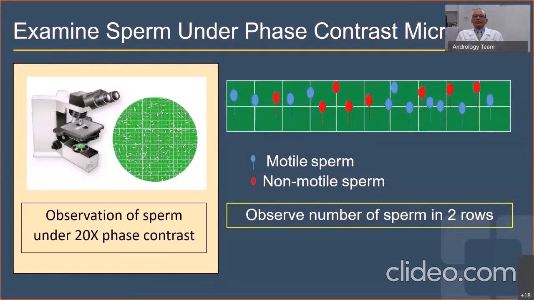You have received the separate attachment where each step of calculating the motility and the concentration has been described. So in this example, I want to show quickly how the sperm motility and the concentration is derived. As a rule of thumb, if the sperm concentration is from 20 to 50 million, we will check the number of sperm present in two rows, and we will count the number of motile sperm, which are labeled in blue over here, and then count the non-motile sperm, which are shown in red over here. And then we observe the number of sperm counted in two rows. Next slide, please.